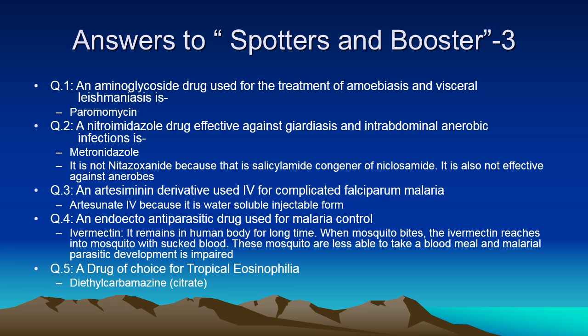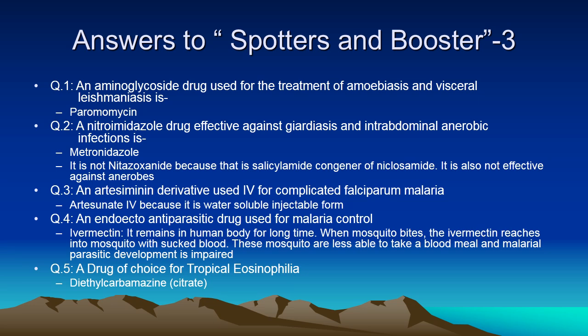Question 2 is a nitroimidazole effective against giardiasis and intra-abdominal anaerobic infections. The most commonly used nitroimidazole for such conditions is metronidazole. Another could be tinidazole. It is not nitazoxanide, which is not at all a nitroimidazole but a salicylamide. It has almost similar activity.